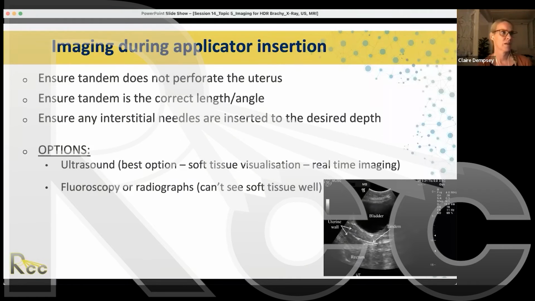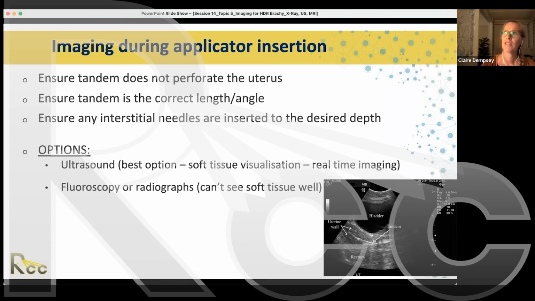We use fluoroscopy just for the interstitial needles, just to make sure they've gone into the right depth, because they're a little bit more difficult to see on a regular ultrasound, but we still use ultrasound as well as the fluoroscopy in those cases. So during applicator insertion, ultrasound is my imaging modality of choice. And again, the portability of ultrasound is really helpful. So wherever you're inserting an applicator, you can have an ultrasound unit in the room. It doesn't have to be a shielded room, all of those kind of things.